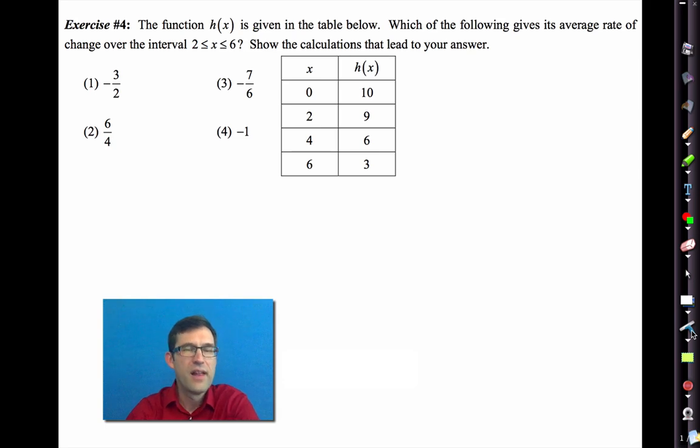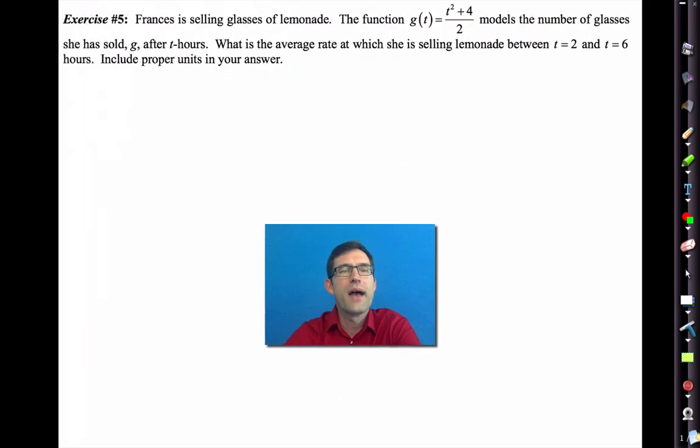All right, let's do one more problem. Exercise number 5. Frances is selling glasses of lemonade. The function g of t equals t squared plus 4 divided by 2 models the number of glasses she has sold, g, after t hours. So in other words, make sure you understand this. The input is the number of hours she's been selling lemonade, and the output, g, is how many glasses of lemonade she sold. What is the average rate at which she is selling lemonade between 2 and 6 hours?